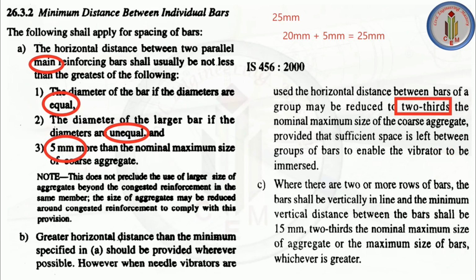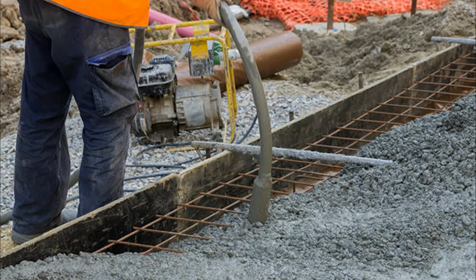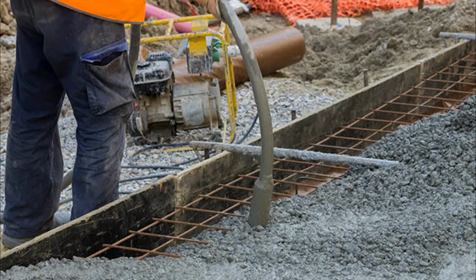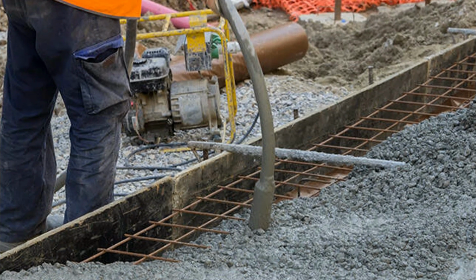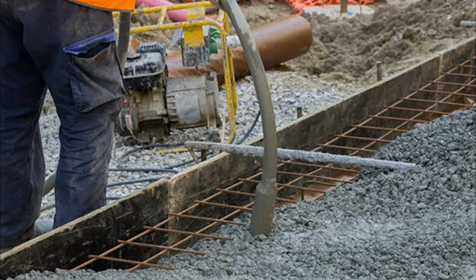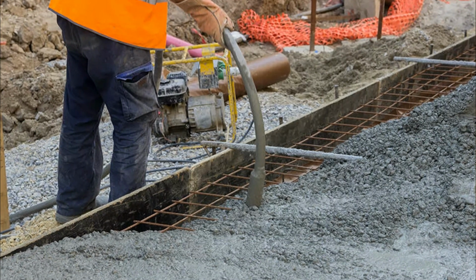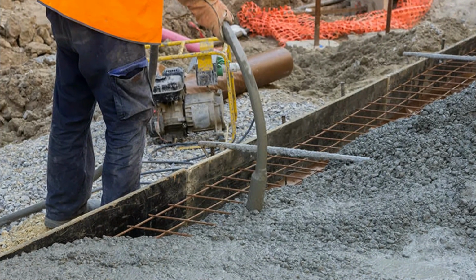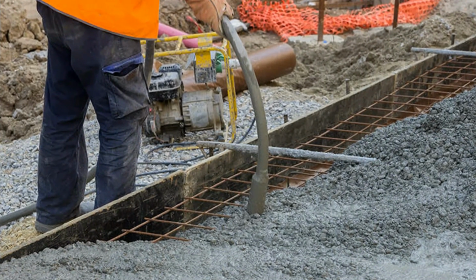to be immersed. So this is the major point, because if we provide very less spacing, it will not be sufficient to immerse the vibrator to vibrate the concrete. We need to provide the proper spacing between the reinforcement bars in order to immerse the vibrator, and then we need to properly vibrate the concrete. Why do we need to vibrate the concrete? What happens if we don't vibrate the concrete properly?